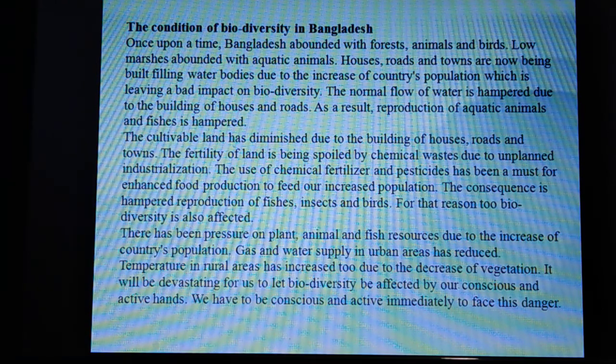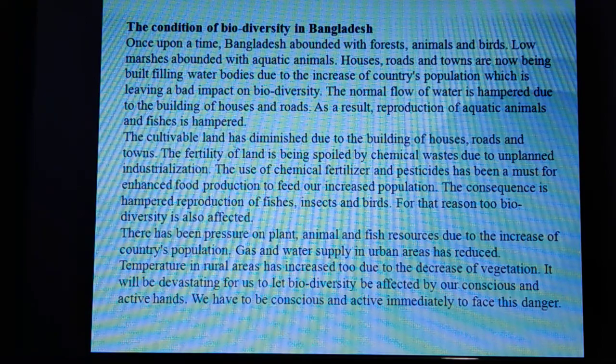The cultivable land has diminished due to the building of houses, roads, and towns. We grab our cultivable land and make houses, construct roads, and set up towns. As a result, cultivable land is diminishing day by day. The fertility of land is being spoiled by chemical waste due to unplanned industrialization.